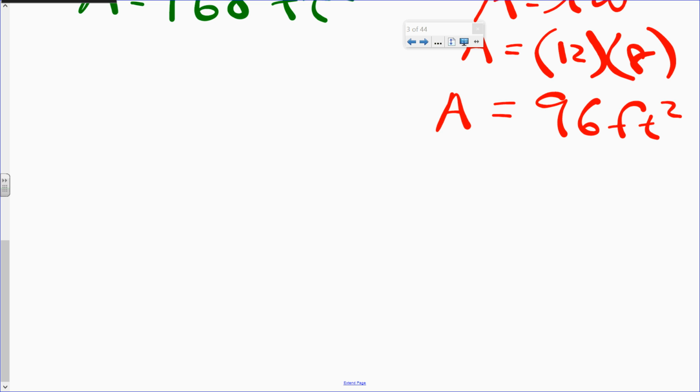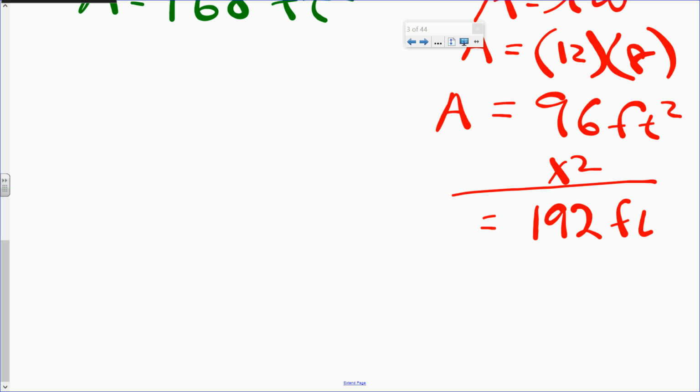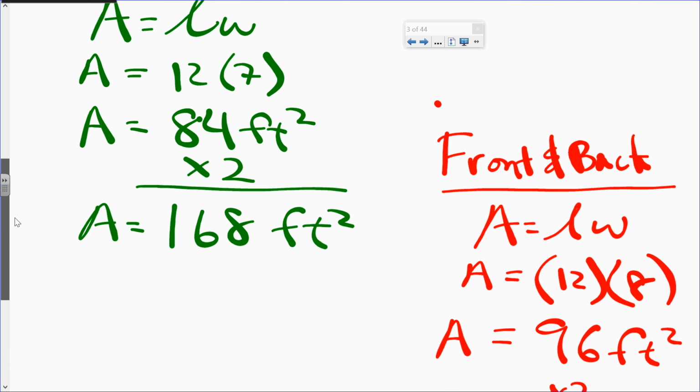That's only one of them, though. Let's not get all happy. We got to get both, the front and the back. We're going to multiply that by 2. 192 square feet is my area. Okay, that's the front and back.